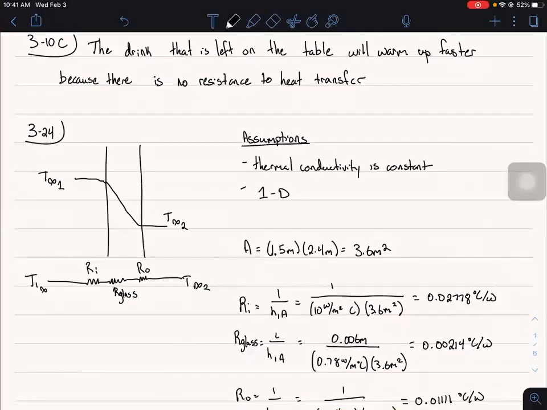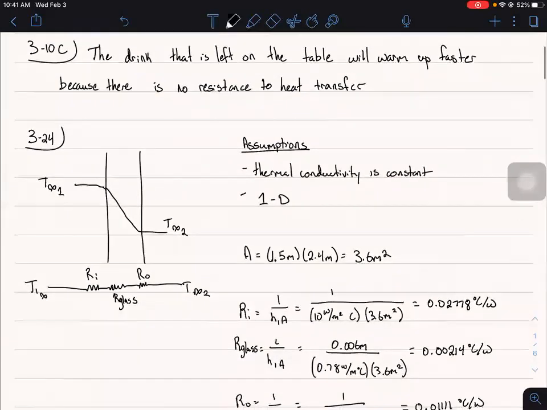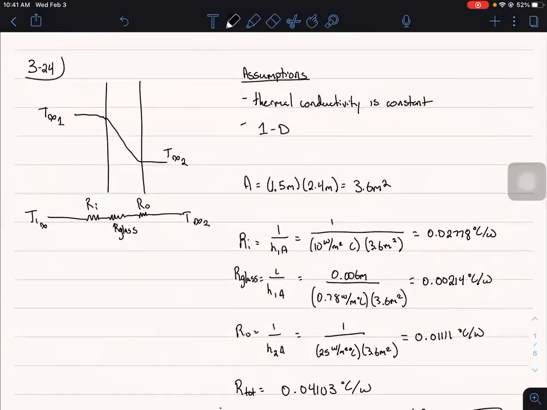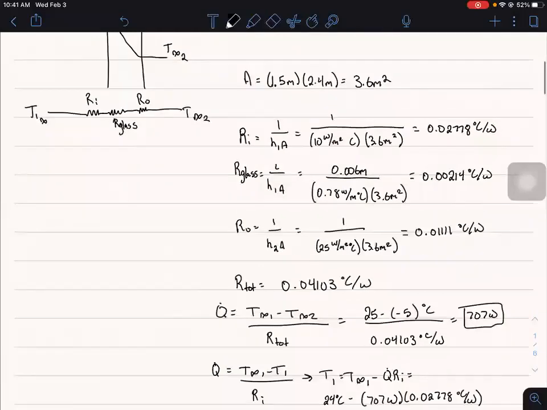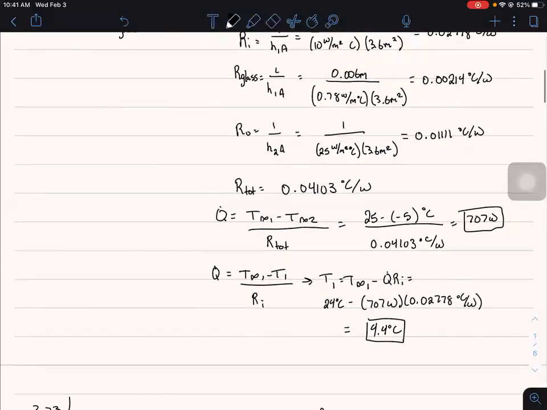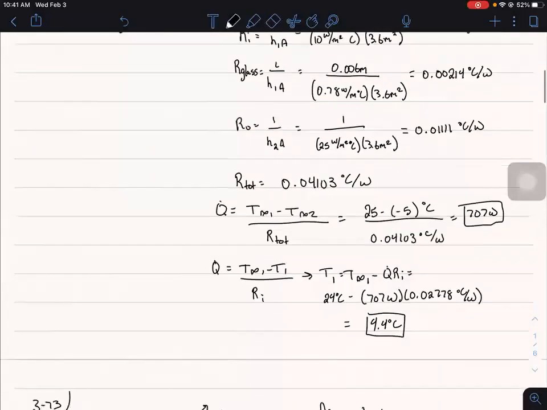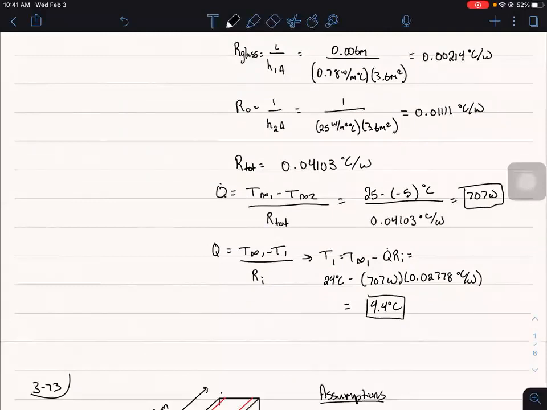Homework number 3, 3-24. It was about the heat transfer through a window. My assumptions were thermal conductivity is consistent, 1D. I drew my picture of my resistance diagram, and then figured out my area, figured out my resistances through the different materials/fluids, and then figured out my resistance total.